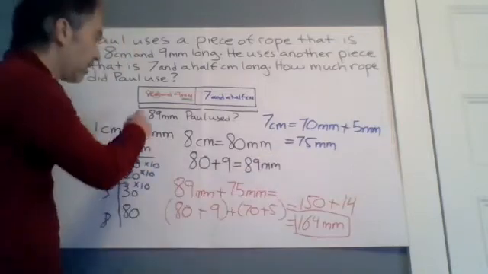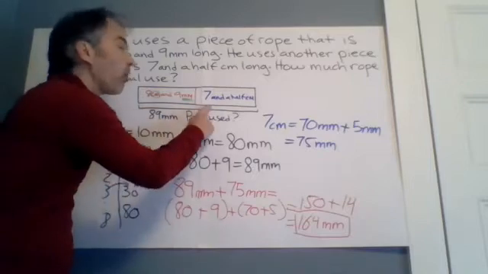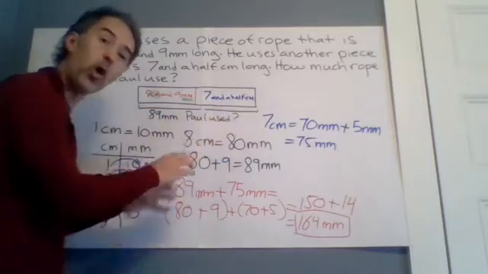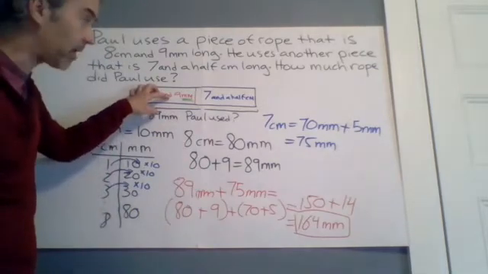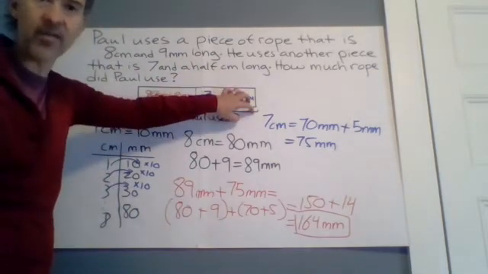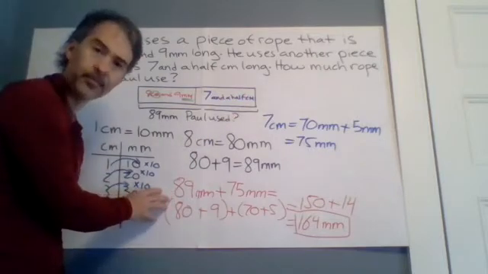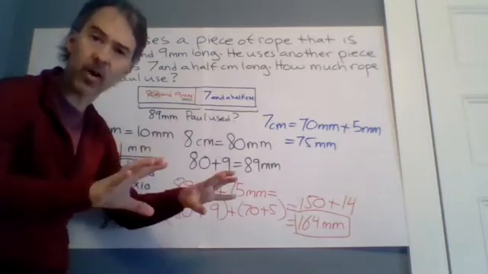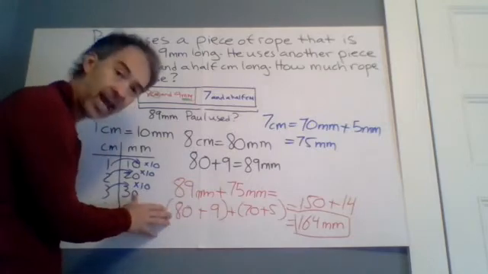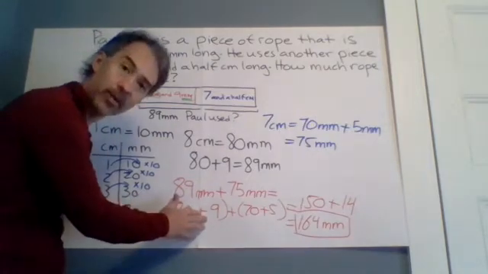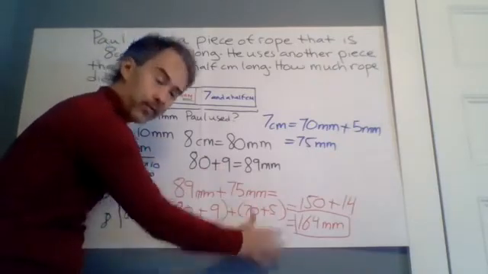Now, back to my tape diagram. To find out all the rope Paul used, the total length, I have to add the 89 millimeters and the 75 millimeters. When I'm adding, I always like to break the numbers apart into place value. So I take my 89 and I break it into an 80 millimeter part and a 9 millimeter part. And then I add that to my 70 and 5.